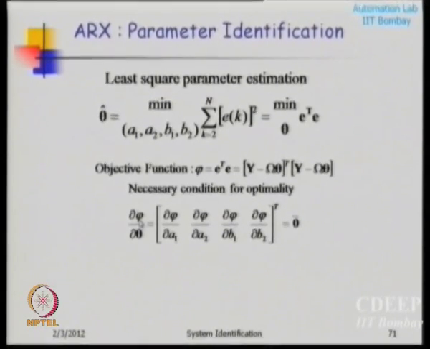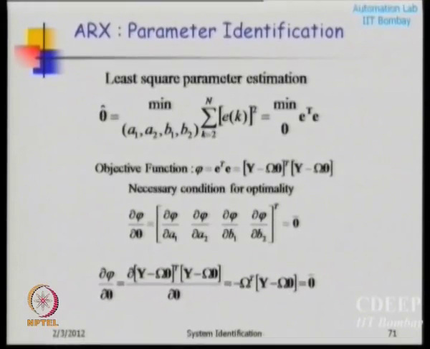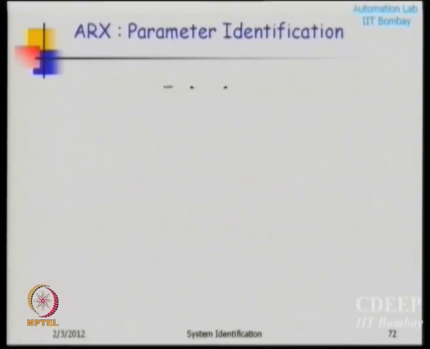This small psi here is my objective function, E transpose E. I am setting its derivative with respect to theta equal to 0. Theta is nothing but A1, A2, B1, B2, 0. This solution can be found analytically. This is the intermediate step: you take the gradient and set it equal to 0, and you get this least square estimate. This particular estimate is the least square estimate of A1, A2, B1, B2, obtained from the data which you have collected.